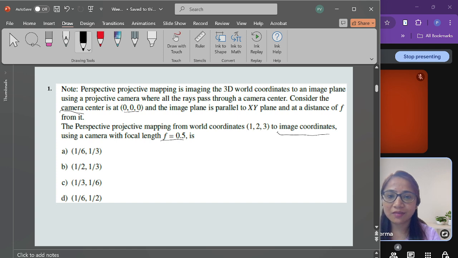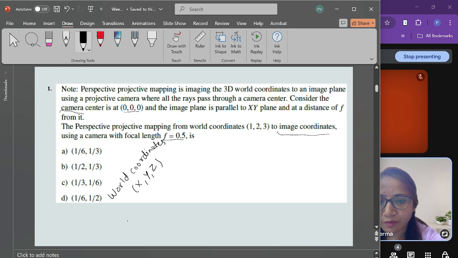So what will be the projective equations? Under the pinhole camera model, that is perspective projection, the mapping is from the world coordinates to the image coordinates. As you have seen in the video lecture, the world coordinates are represented here, let's say, by capital X, Y, Z. Now we have to convert them into the image coordinates, that is small x comma y. So how will we calculate from this to this?